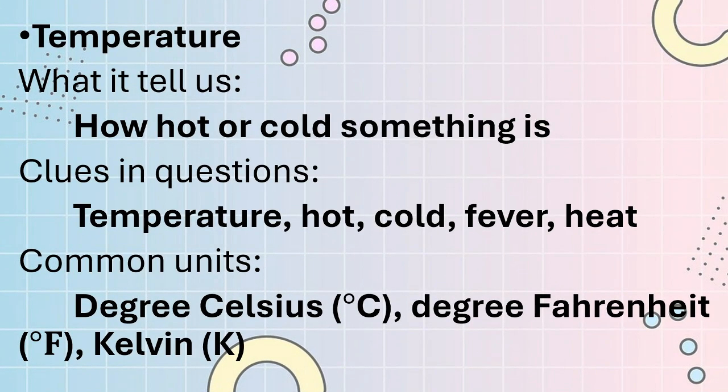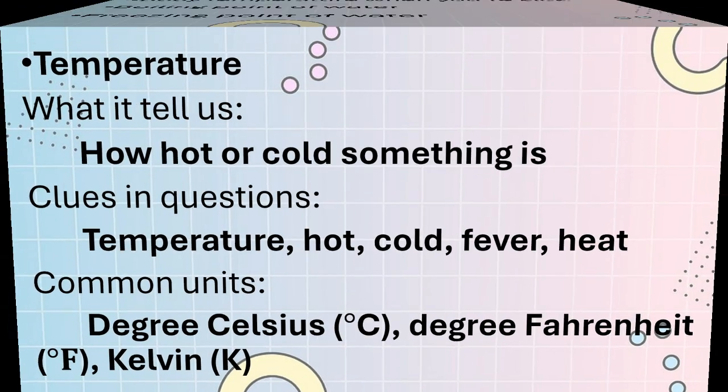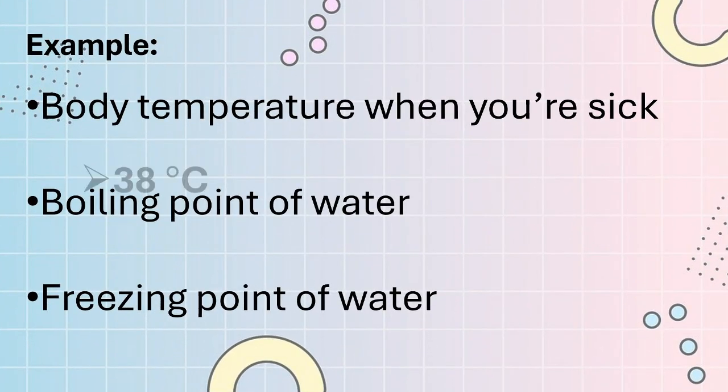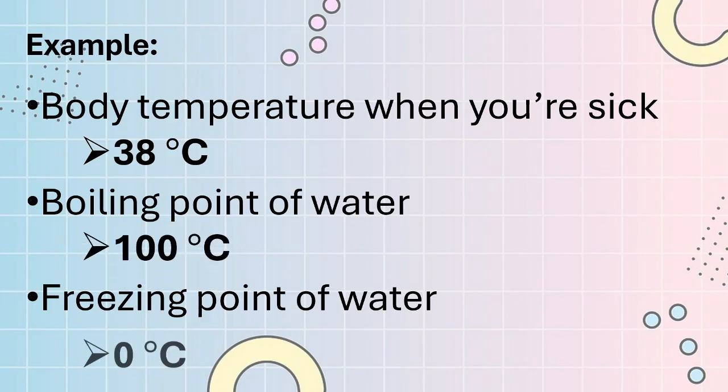When we say temperature, how hot or cold something is. I've already discussed it earlier. Gaano kainit, gaano kalamig. And clue words, this is temperature, hot, cold, fever, and heat. Common units, degrees Celsius, degrees Fahrenheit, and Kelvin. Okay? Pag sinabi nating temperature, ito mga example, body temperature when you're sick, 38 degrees Celsius. For example, pag ikaw ay nilalagnat, okay? Boiling point of water, 100 degrees Celsius. And freezing point of water is 0 degrees Celsius. Okay? Gaano kainit at kalamig.